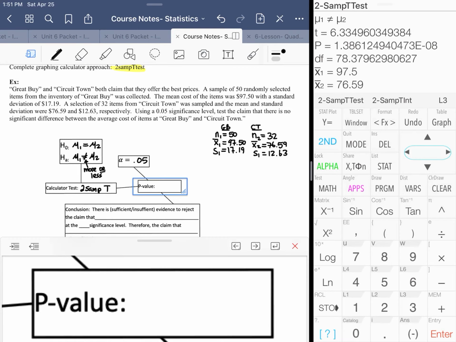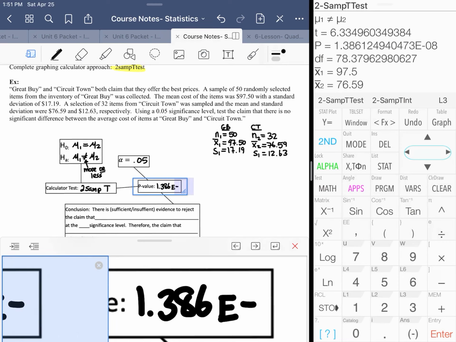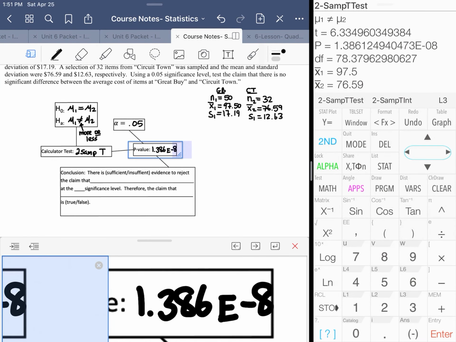This is the not equal symbol. So I'm going to hit calculate. I'm going to grab my p-value here, which is 1.386 times 10 to the negative 8. So I'll just write e negative 8 for space.